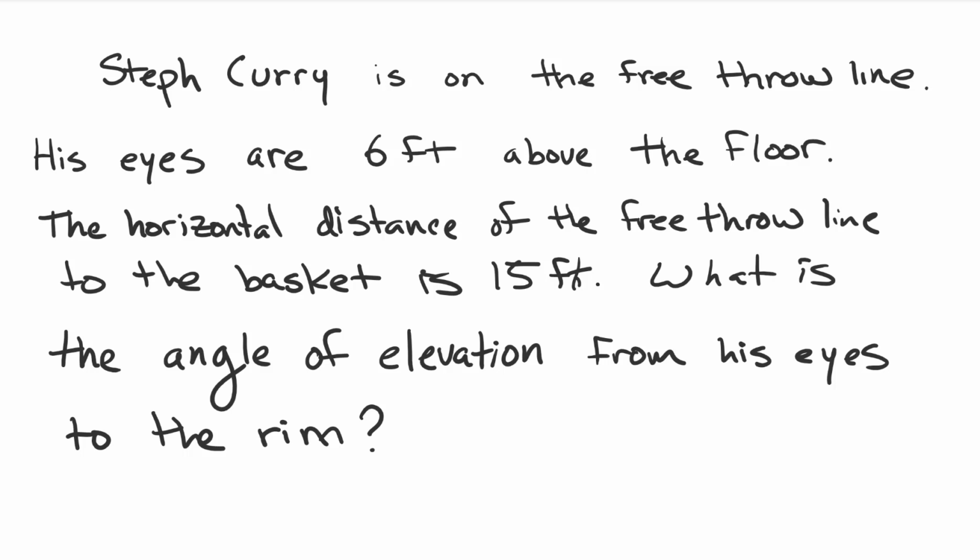He's on the free throw line in basketball, and he's about 6'3", so I'm assuming his eyes are 6 feet above the floor. The horizontal distance of the free throw line to the basket is 15 feet. So from where the basket is to where he's standing, horizontally, is 15 feet. Like no angle or anything, just flat. What is the angle of elevation from his eyes to the rim?